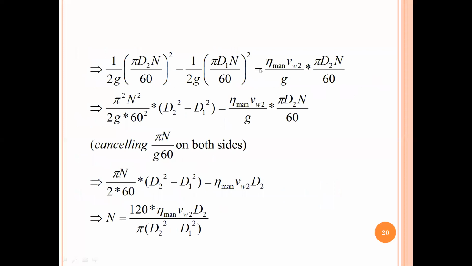So I've substituted all this in this formula, and you can see I can take things common here. I can take pi square, N square, 60 square and 2g common, and what remains will be D2 square minus D1 square. Now I can cancel terms also, pi N g by 60 on both sides. So I'll be getting the simplified version, pi N by 2 into 60 times D2 square minus D1 square is equal to manometric efficiency VW2 D2. Since I want the value of N, I'll be getting this. So this should be the minimum speed required to run a pump so that your water is getting lifted up. So that is for today. Thank you all for listening.